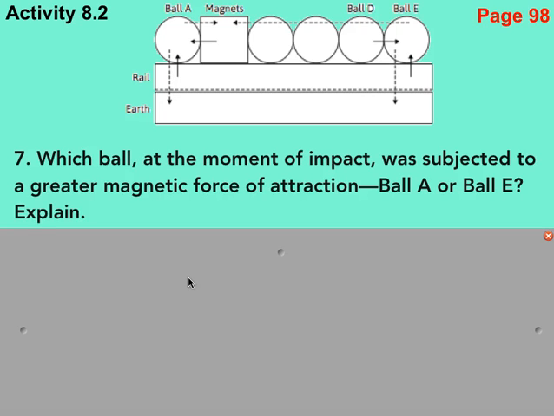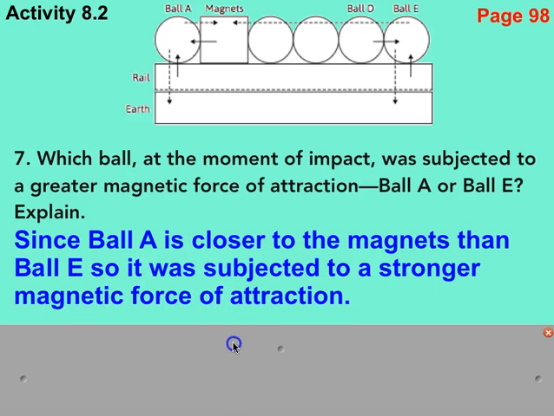All right, so we've had a chance to answer this. Since ball A is closer to the magnets than ball E, it must have been subjected to a stronger magnetic force of attraction. So because ball A is closer to the magnets, it had to have been ball A.